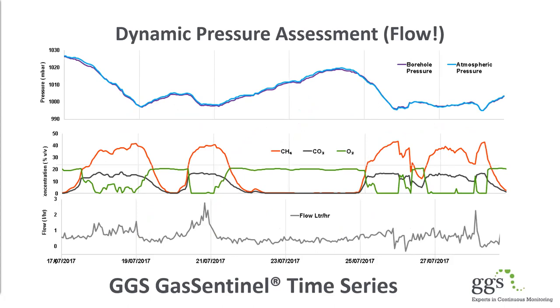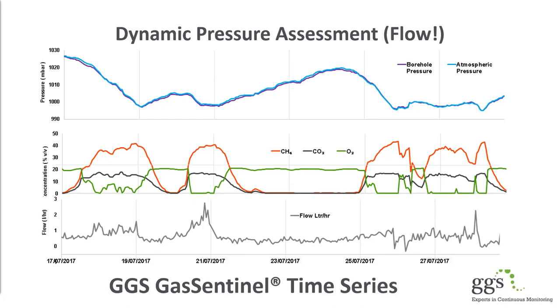The other way is dynamic pressure measurement. This is what you're doing when you're doing spot monitoring, taking your flow measurements, and that has started to appear in continuous monitoring instruments, including our gas sensor. So here's some data off the gas sensor. At the top graph, we've got static results. You can see there that the atmospheric pressure and borehole pressure are very similar, with slight differences. The middle graph is our time series data for methane, CO2, and oxygen. And then the lower graph is our flow rate.